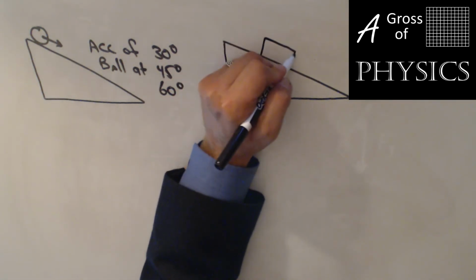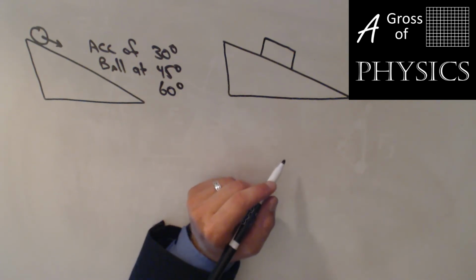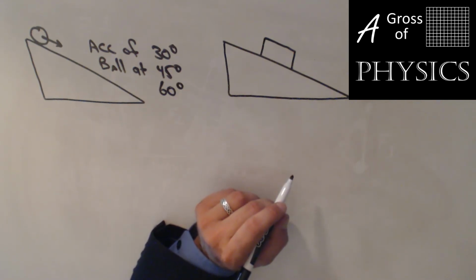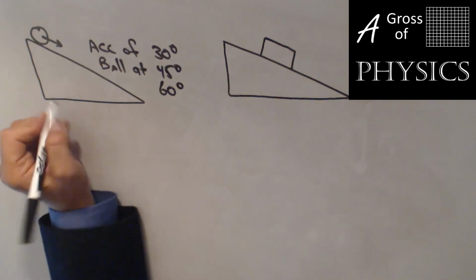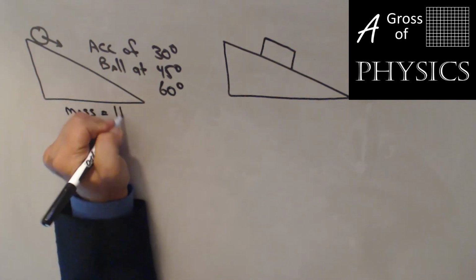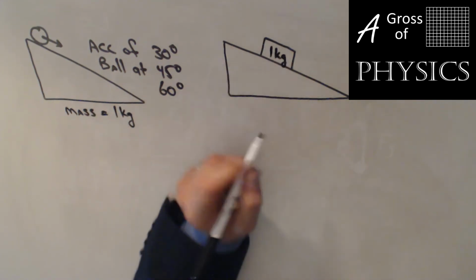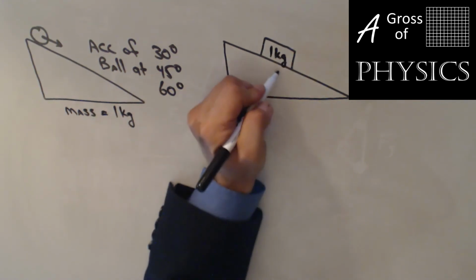I'm just going to draw the free body diagram with a block. Even though it's circular, I still use the block. And we have a ball, and let's just say the ball has a mass of 1 kilogram. We'll just make it easy on ourselves. So this is 1 kilogram. Okay. The free body diagram would look like this.